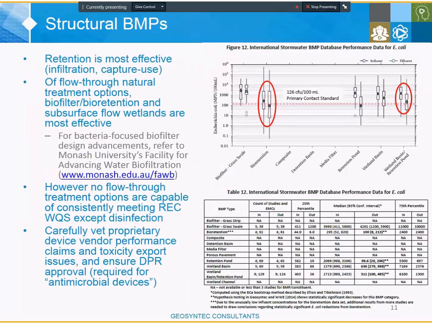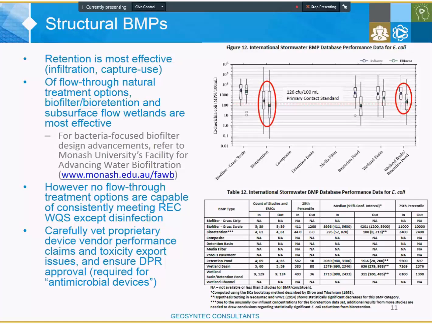Okay, let's talk briefly about structural BMPs, and then I want to move on from that and focus on human waste controls. So retention is the most effective of BMP types. That means infiltration and capture and use. Of the flow-through natural treatment options, where there's a discharge at the bottom of the BMP, biofilters or bioretention and subsurface wetlands are typically found to be the most effective.